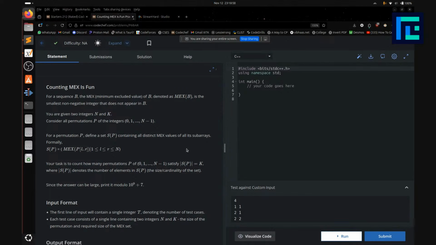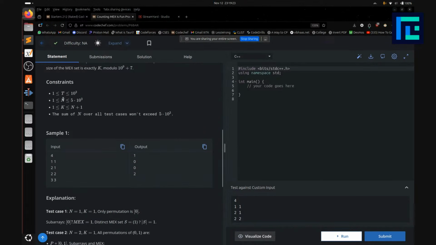So S of P is the distinct MEX values of all of its subarrays. Okay. So our task is to count how many permutations satisfy that the cardinality of S of P is equal to K. All right. So the size of S of P is exactly K. How many permutations are there such that that's true? Since the answer is large, find it modulo 10 power 9 plus 7. That's fine.